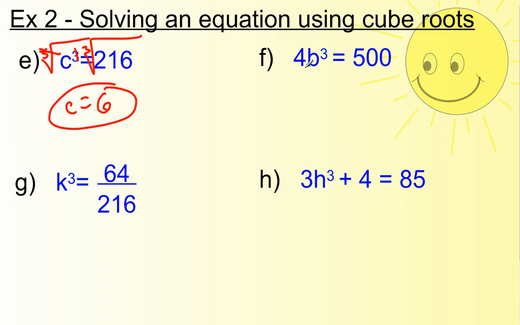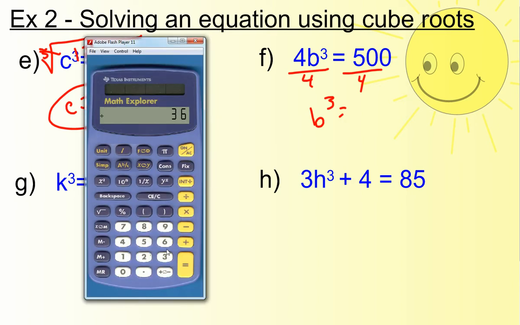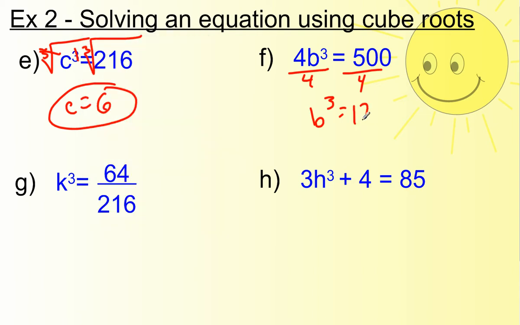4b cubed. So I've got to get rid of that 4. That gives me b cubed equals 500 divided by 4. 500 divided by 4 equals 125. Divide both sides. Oh, not divide. What am I doing? Cube root each side. And those cancel out. We get b equals 5.